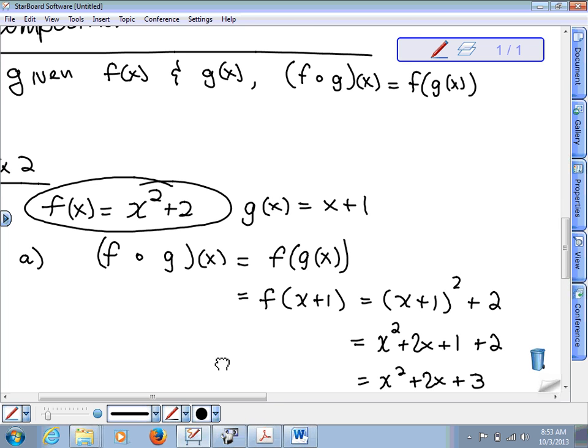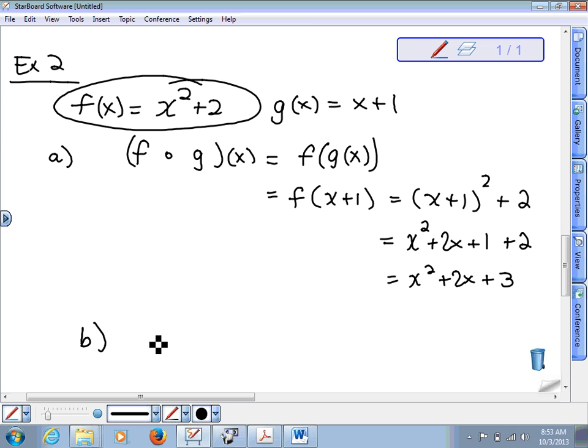Let me ask you something slightly different. And pay attention to the difference here. Part B, what if I asked you to do f of g, but instead of at x, I want you to evaluate the composition at an actual value. So something like f of g of 2. Yes, you are right. If you think about this using the other notation, f of g of 2 can be written this way, f of g of 2.